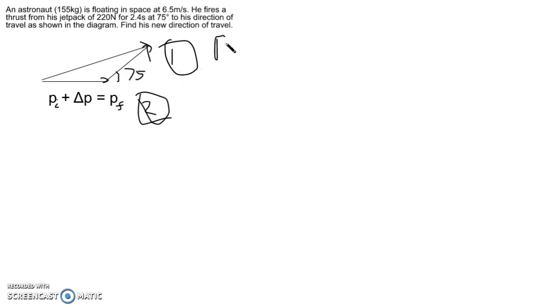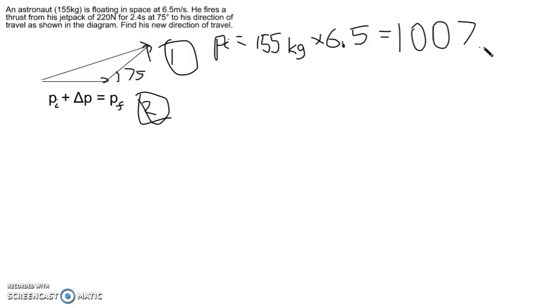So initial momentum, what is his initial mass and initial velocity? Well, his mass is, I think, constant. It's 155 kilograms times, what's his initial velocity? 6.5 meters per second. Okay. Right, so that's his initial momentum. And I know I'm not breaking down exactly how we'll find his new direction yet, but I'll get to that in a second. Okay, so you have this information, and the initial momentum equals 1007.5.